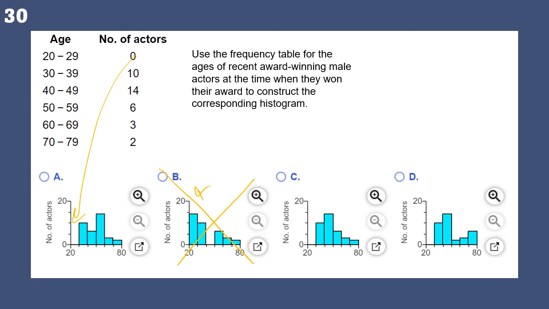Now, the smallest, it seems to get bigger in the middle, and then it tails off. So if I were to sketch a graph of what this would look like, I'd say 0, and then 10, and then 14, and then 6 would be less than that, and 3 would be less than that, and 2 would be like that. So I just really quickly was able to sketch something representative of what this should look like.